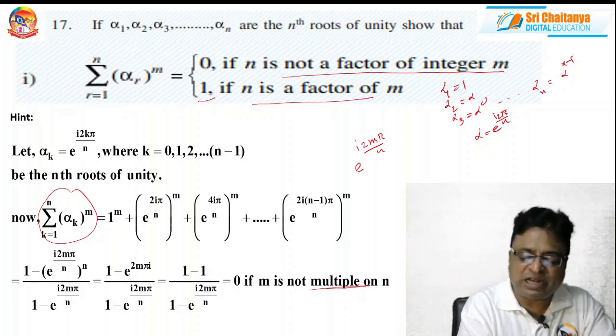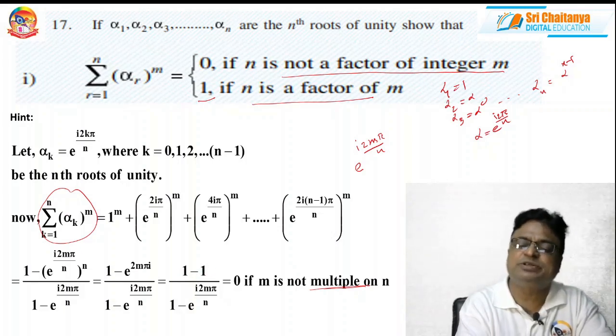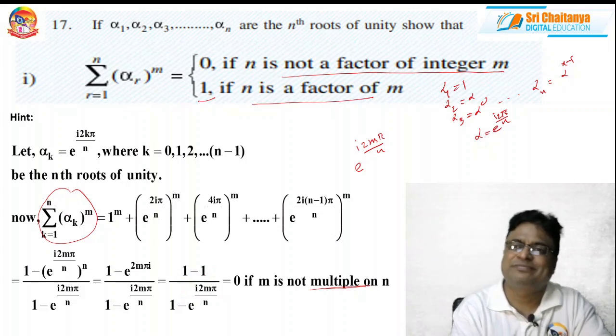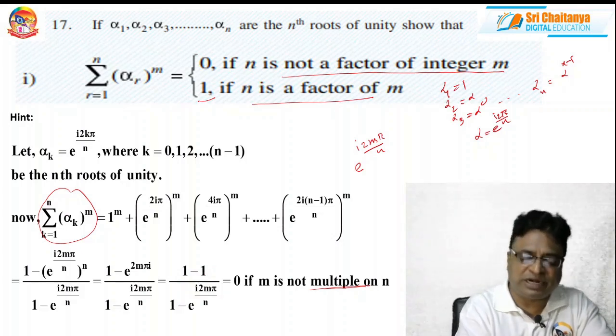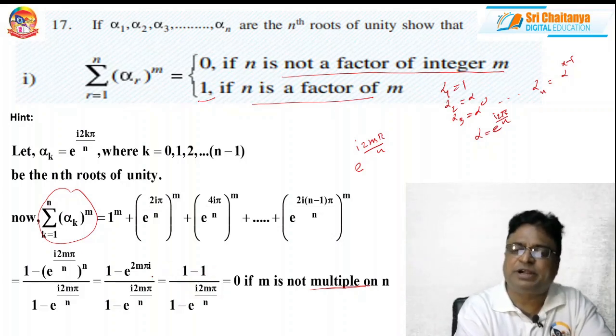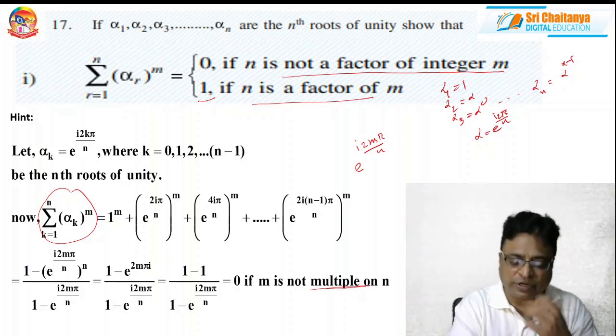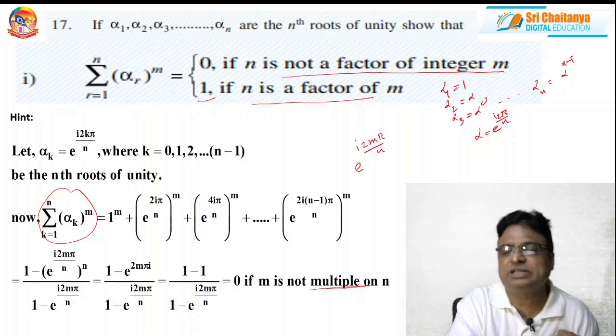So automatically this value is 1 minus 1. So the numerator is 0, and 0 by something is 0. So you got this. And if n is a factor of m, you will get the same form. Both numerator and denominator are the same, and they get cancelled, and you will get the answer as 1. So okay, this is the proof for solving this problem.